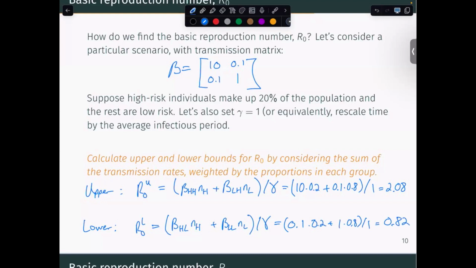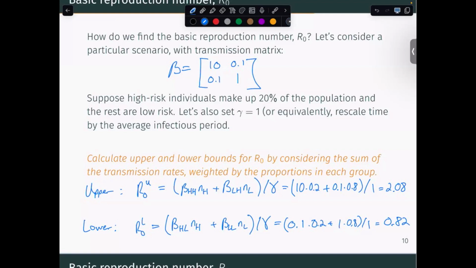So note here that if we just had the population composed of these low-risk individuals, or rather, if our low-risk individuals are our initial infected population, there's not enough new infections coming from this class to sustain the epidemic because our R naught is less than 1. For our R naught for the upper bound here, basically the expected number of individuals infected by these high-risk individuals is above 1.